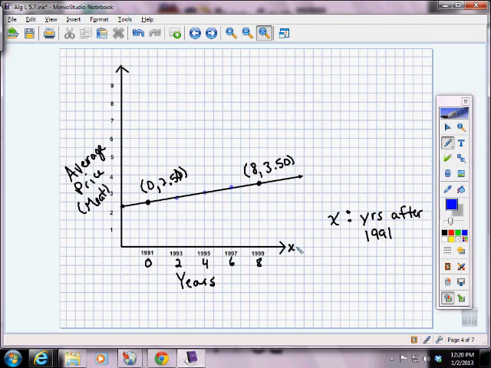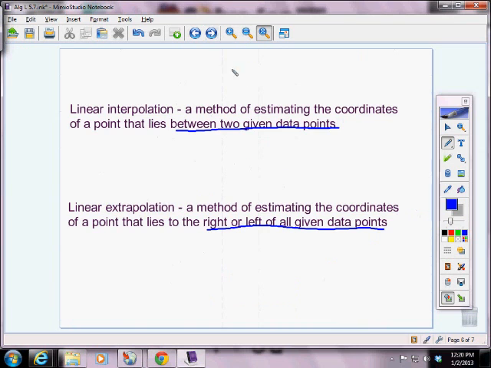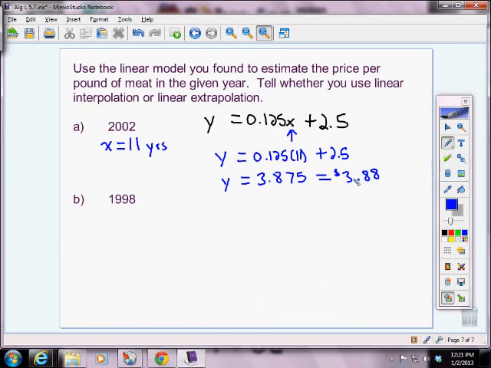And if you look at our model, 2002, well, that's going to be out here, right? 99, 2000, 2001, 2002. And if we look here, we can see that it'll be between 3.50 and 4, according to our line. So this makes sense.